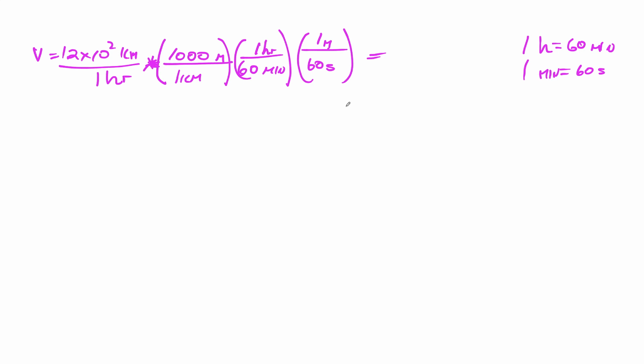If we do the math, 1.2 times 10 to the second, times 1,000, and then divide by 60 times 60, we're going to end up with a value of 33.33 meters per second. That's how fast this fish is going to swim, and this is going to be the average velocity. So we've got velocity is equal to distance over time.